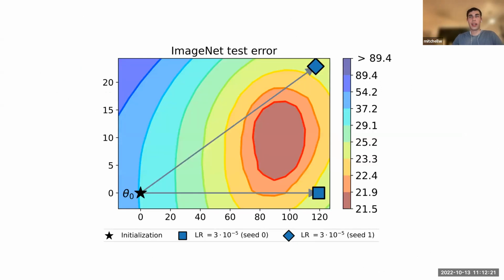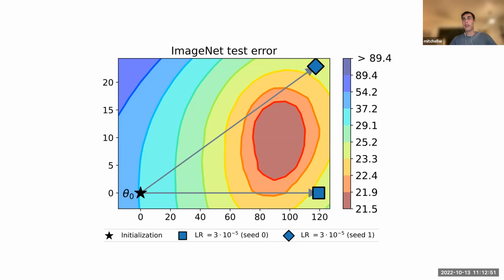So let's do that here for fine-tuning the CLIP ViT-B/32 model on ImageNet. And what we see here is that this region appears roughly convex. This is what we mean by these fine-tuned models appearing to lie in a single low error region.